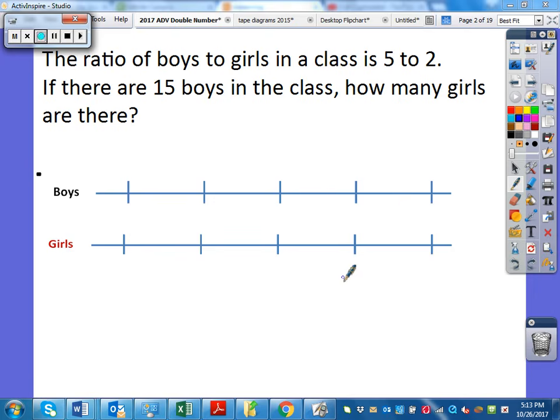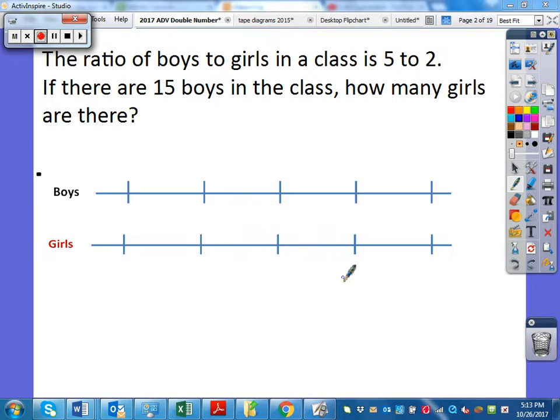This video is on using double number lines to find equivalent ratios. Using double number lines is just a modeling tool to help you find equivalent ratios. The goal with using double number lines is to build your understanding of what equivalent ratios are.